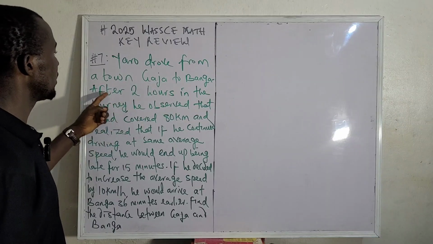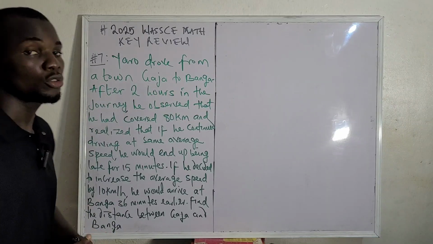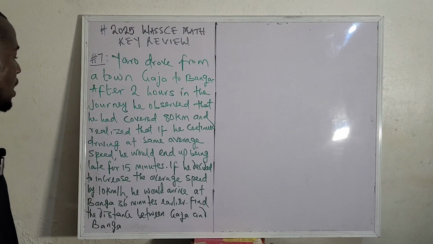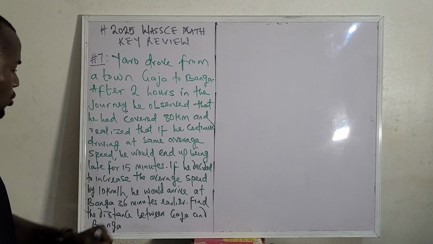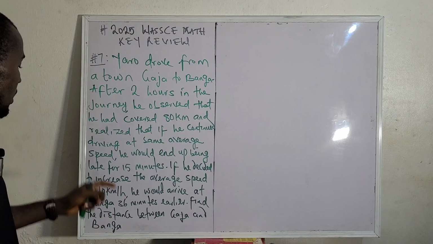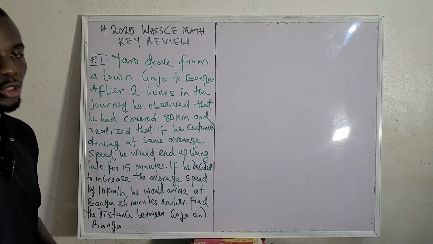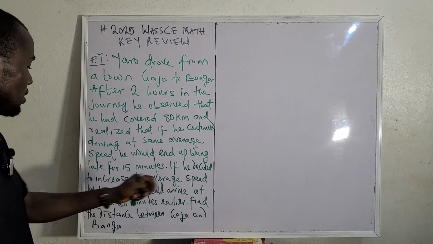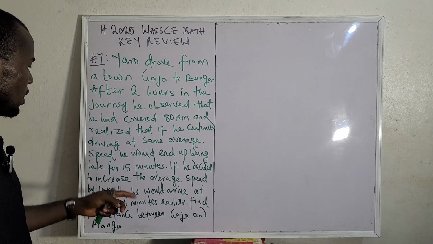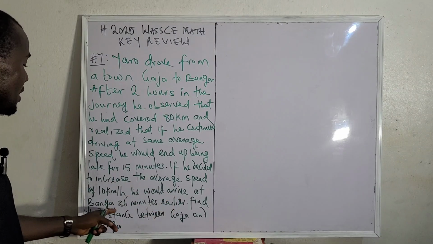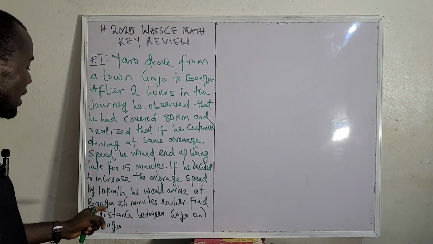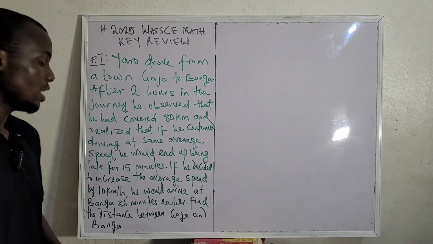Yaro drove from a town, Gaja to Banga. After 2 hours into the journey, he observed that he had covered 80 kilometers and realized that if he continued driving at the same average speed, he would end up being late by 15 minutes. So he decided to increase the average speed by 10 kilometers per hour. If he did, he would now arrive at Banga 36 minutes earlier. The question is that we are to find the distance between Gaja and Banga.